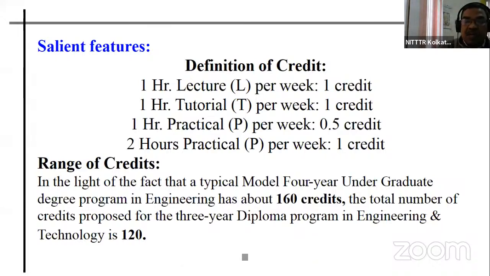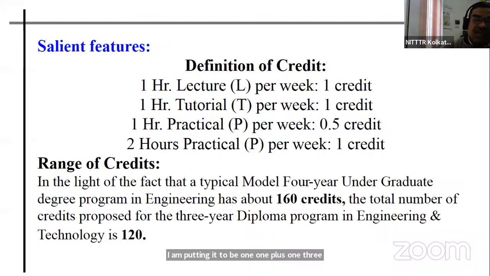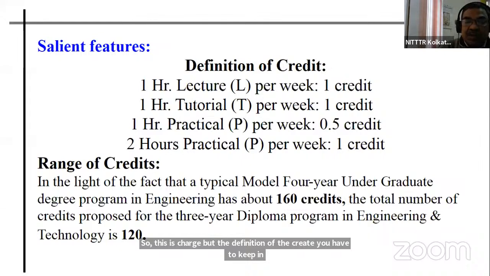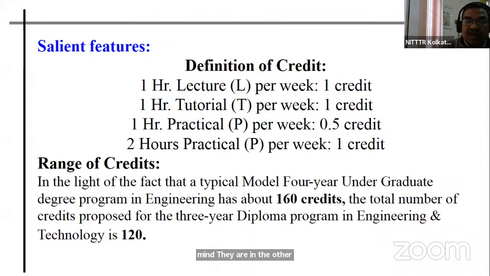So if you have LTP equal to 1 1 1, that means 1 plus 1 plus 0.5, which is 2.5. If we have LTP equal to 1 1 2, that means the total credit will be 1 plus 1 plus 1, 3 credits. So this is just for the definition of credit that you'll have to keep in mind. In the other presentation I talked about the structure where the LTP distribution was there. Depending upon this particular LTP distribution, as per the definition, you'll have to find out what the total credit will be.